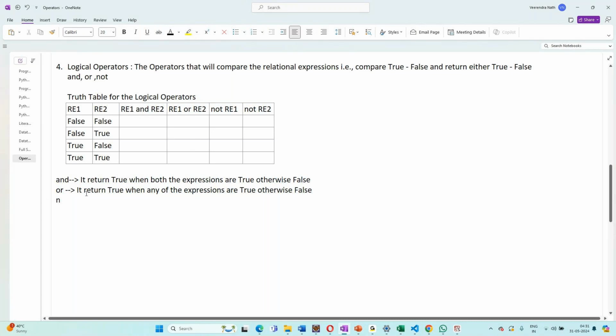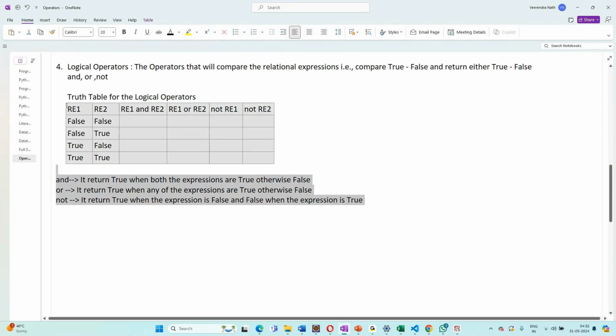And about not, so what will not do here? It will return true when the expression is false, and false when the expression is true. So it will return true for false and false for true.